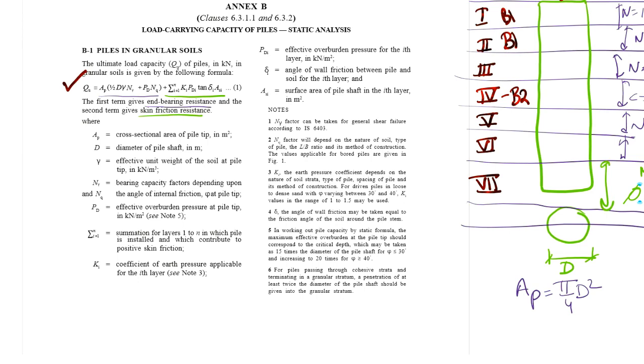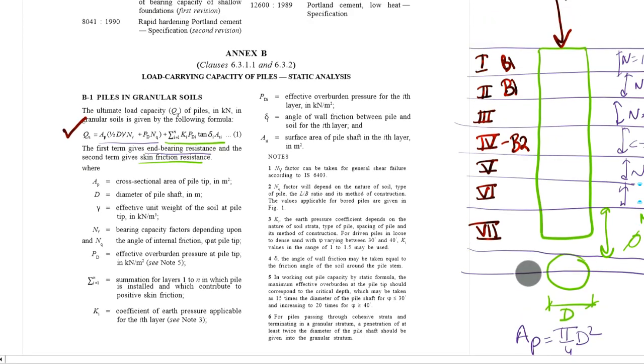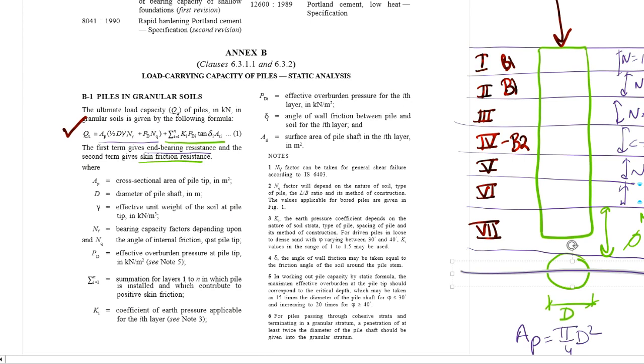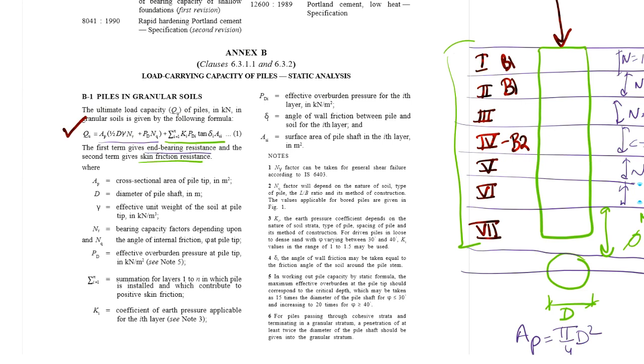And skin friction is valid for all the layers through which the pile has been cast. For all these layers, you'll have to evaluate the skin friction component. This can be evaluated from the second term of this equation. Okay, so for the end bearing component, what do we need? We need Ap, the cross-sectional area of the pile, which is pi by 4 into D square. Then we have D, the diameter of the pile. Then we have gamma of the soil where your pile is ending.